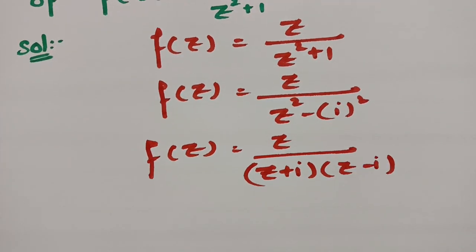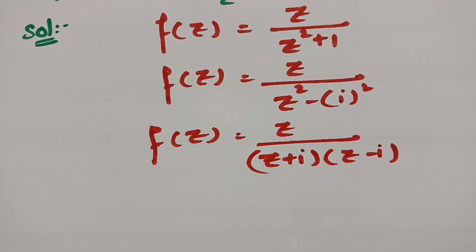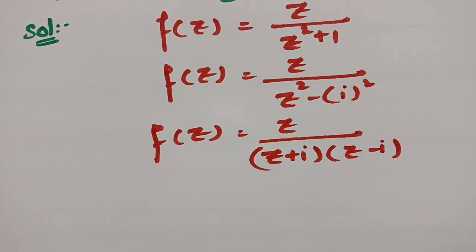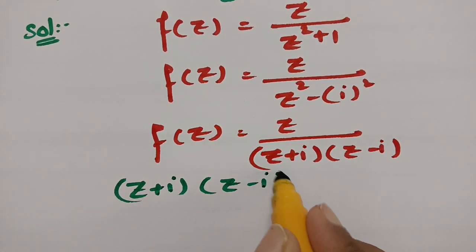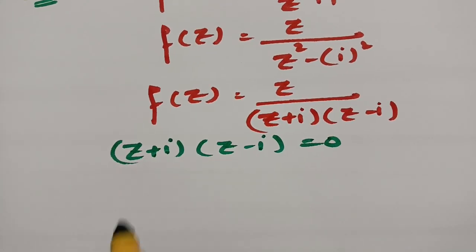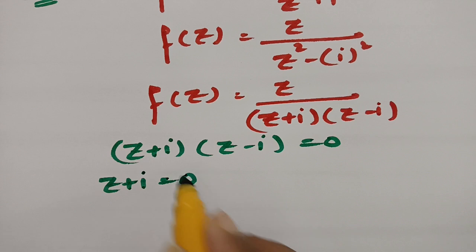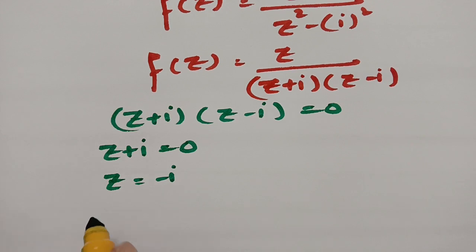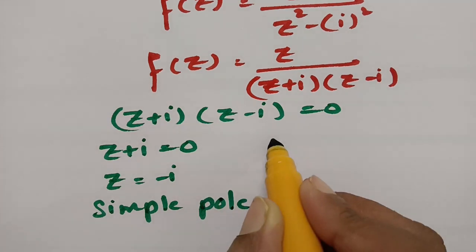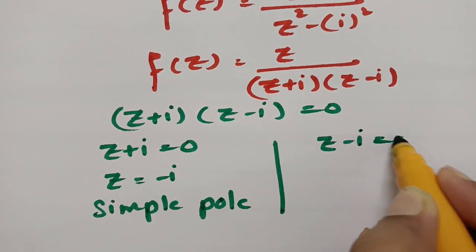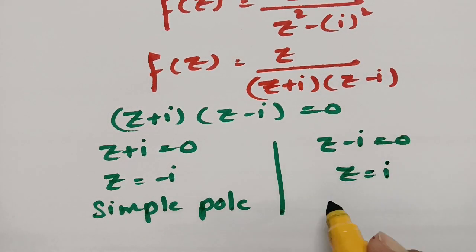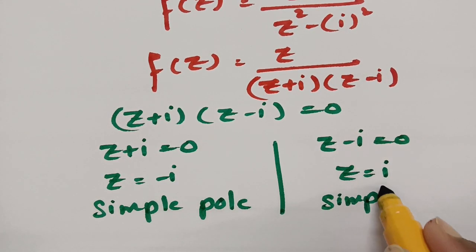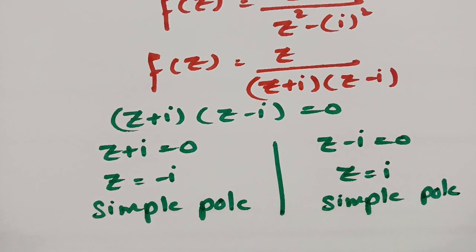Now in order to find the poles, we have to equate the denominator to 0. So z plus i into z minus i is equal to 0. If I equate z plus i to 0, then z value is equal to minus i, which is a simple pole. And if I equate z minus i to 0, then z is equal to plus i, which is again a simple pole.